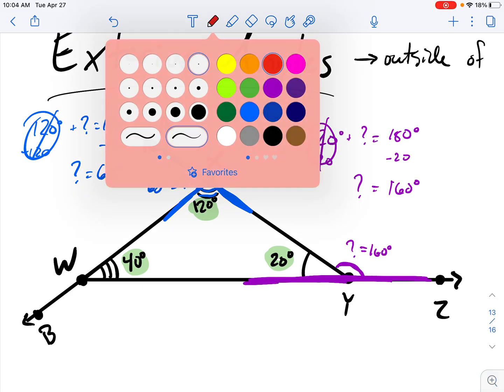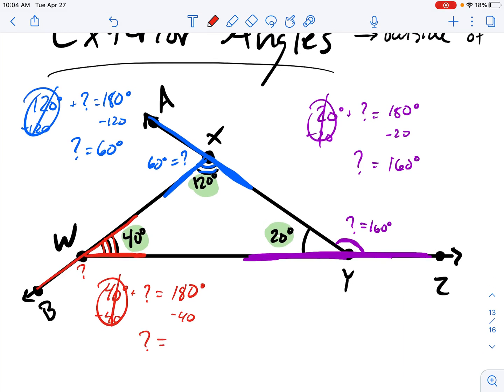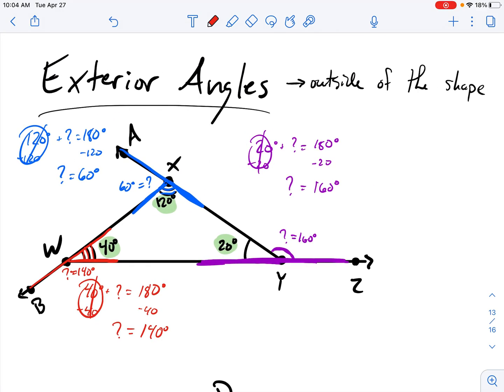And finally, we have one left over here. This is a straight line. Here's the 40-degree angle right here. So you would have 40 degrees plus question mark equals 180 because they make a straight line. Those cancel out. You're left with question mark equals 140 degrees. So that's how you can solve for exterior angles.